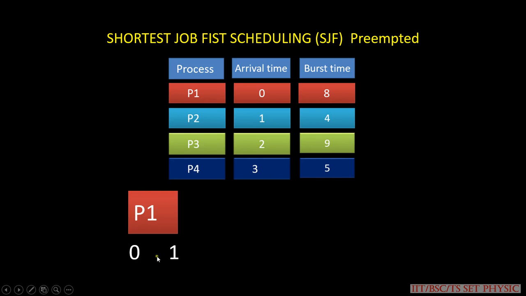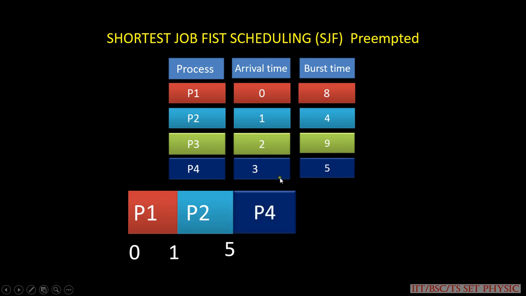After 1 millisecond, P2 is also available, and the P2 value compared to P1 is the least, that means the shortest. So P1 was removed from the process and P2 was started. P2 completes at its burst time, 1 plus 4, the value is 5.